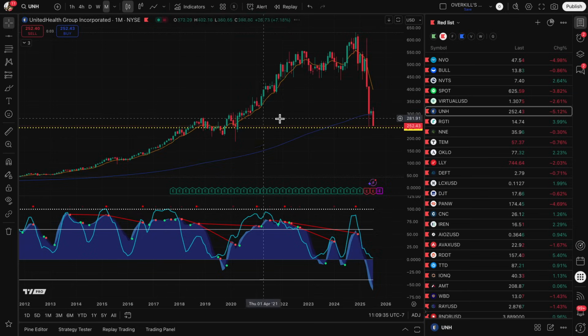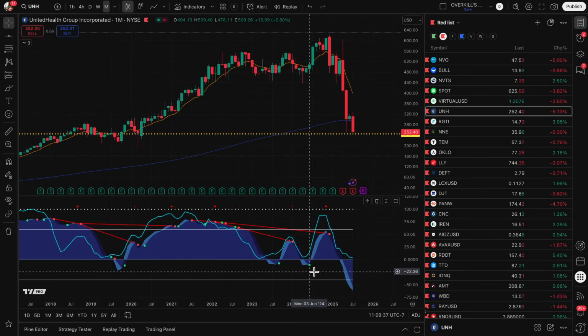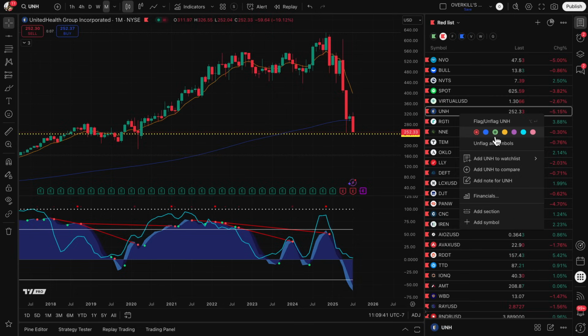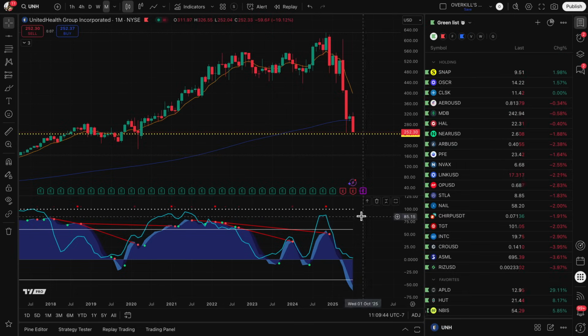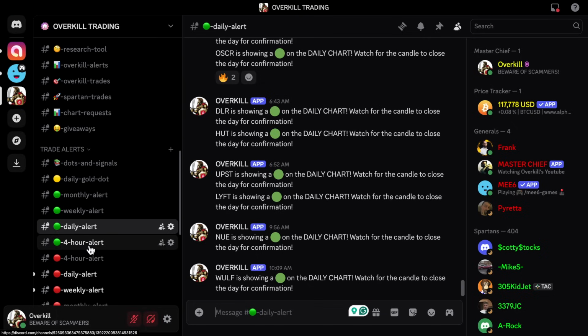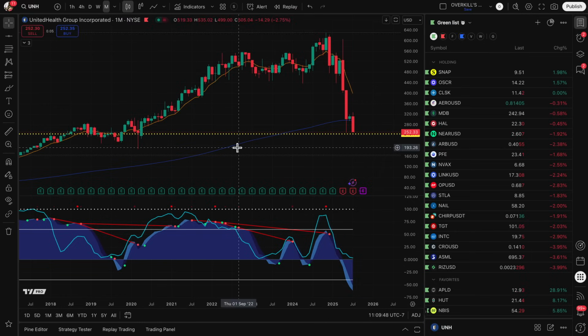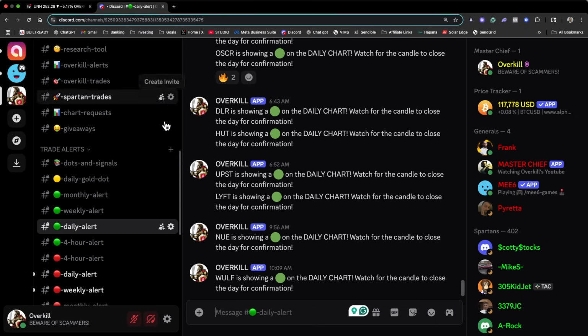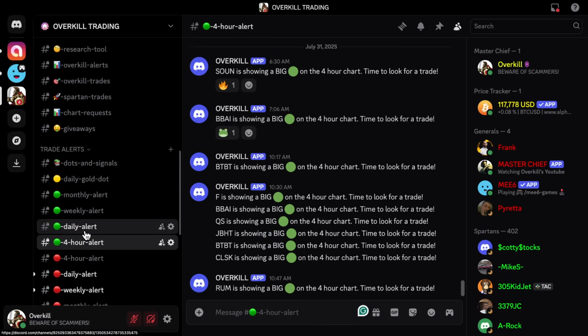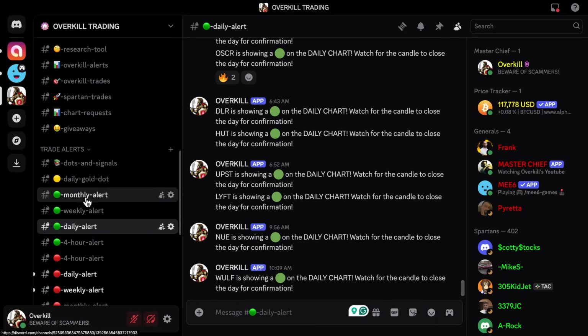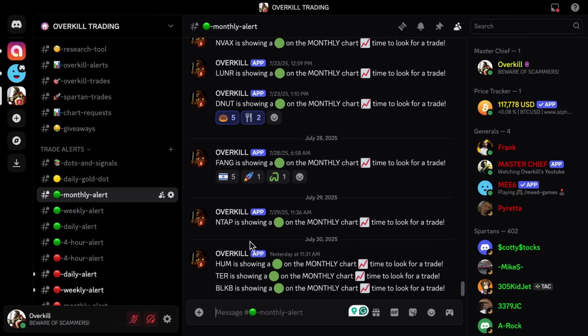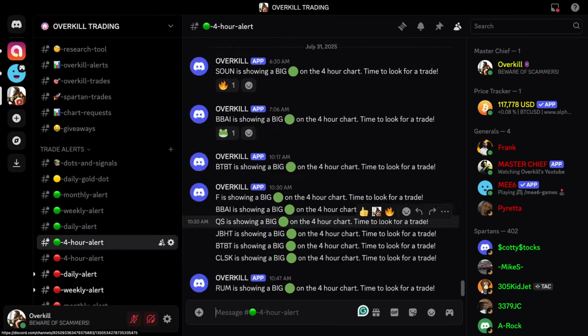And again, I don't want to buy UNH until I get the signal. So we're waiting on the signal. Once I get the signal, then I'm going to move it into my green list, and then I will be looking for the daily on it and the 4-hour. So until we get that monthly confirmation, we can never be sure that the chart is going up. I hope that makes sense to you guys. The daily and the 4-hour alerts are only called out if the monthly is green. So once I get the green monthly, I then move it into that watch list, and that's what calls out the daily and the 4-hour alerts.